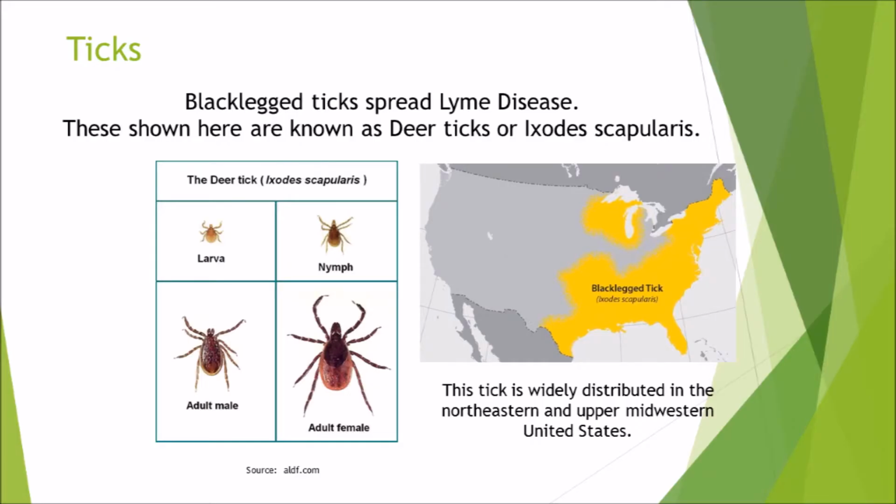Next, we're going to talk about ticks and what ticks to look for. Which ticks carry the bacteria strain for Lyme disease? Black-legged ticks spread Lyme disease. These shown here are known as deer ticks, or Ixodes scapularis. This tick is widely distributed in the northeastern and upper Midwestern United States. It is said that the upper Midwestern United States is more likely to receive Lyme disease from these ticks than any other location on this map.